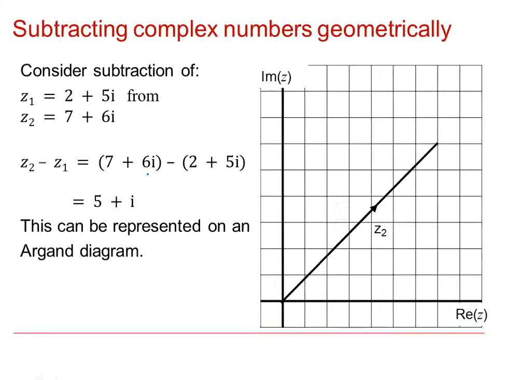So at the end of z2, I'm going to add on the vector called minus z1. So this is now showing z2 followed by minus z1, which is the same as z2 followed by z1 pointing in the other direction. So this diagram now is showing z2 followed by minus z1, and the result of that is the purple vector 5 plus 1i.